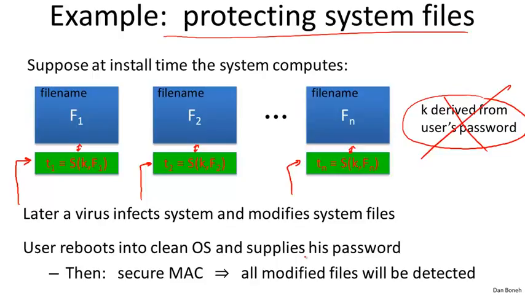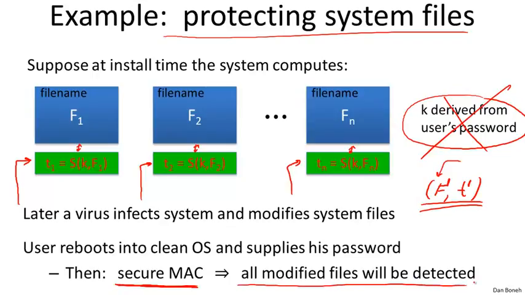The fact that the MAC is secure means that the poor virus couldn't actually create a new file, let's call it F prime, with a valid tag. It couldn't create an F prime, T prime, because if it could, that would be an existential forgery on this MAC. Because the MAC is existentially unforgeable, the virus couldn't create any F prime, no matter what the F prime is. Consequently, because of the security of the MAC, the user will detect all the files that were modified by the virus. Now there's one caveat to that.